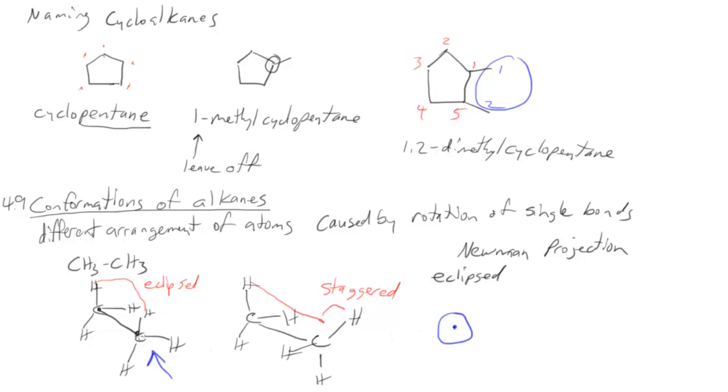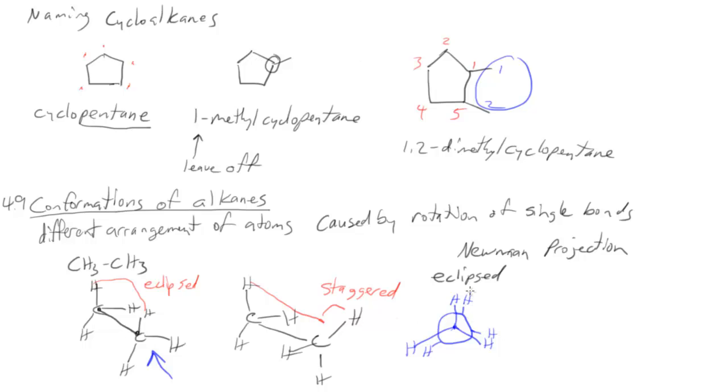So we look at this front carbon, which is the small dot, and we say, okay, what does it have on it besides the bond to the other carbon that's going in the back, which ends up being the large circle? One thing it has is a hydrogen going straight up, and then it has a hydrogen coming down to the right, and it has a hydrogen coming down to the left. Then I can look at the back carbon, and that has a hydrogen going up, and it has a hydrogen coming down to the right, and it has a hydrogen going down to the left.